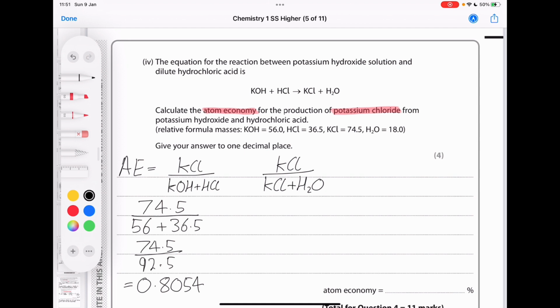If I take the other way of working this out, potassium chloride is still 74.5. So I get 74.5 divided by 74.5 plus 18, which gives me an answer of 74.5 divided by 92.5, which is still 0.8054.